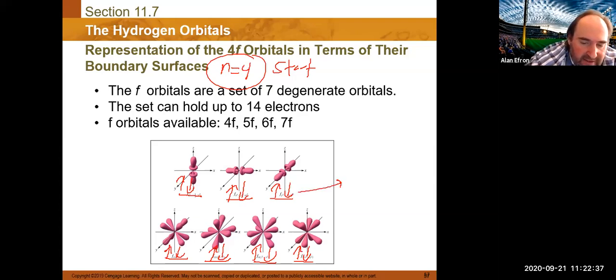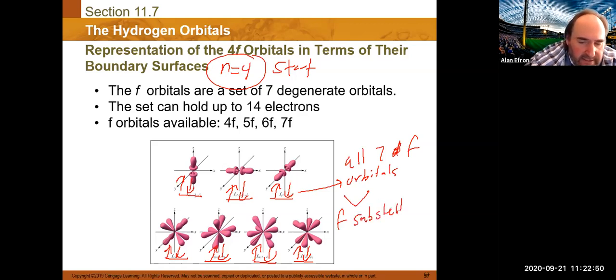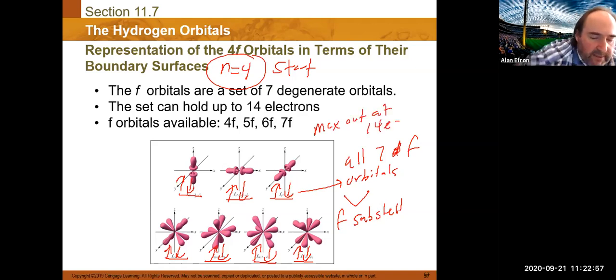So all 7 f orbitals together are what are referred to as the f subshell. And if you did fill it all up, you would max out at 14 electrons. You don't have to fill them all completely up, but if you did, you would max out at 14.